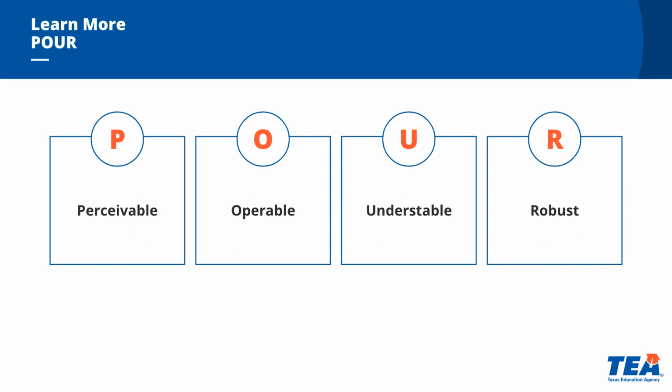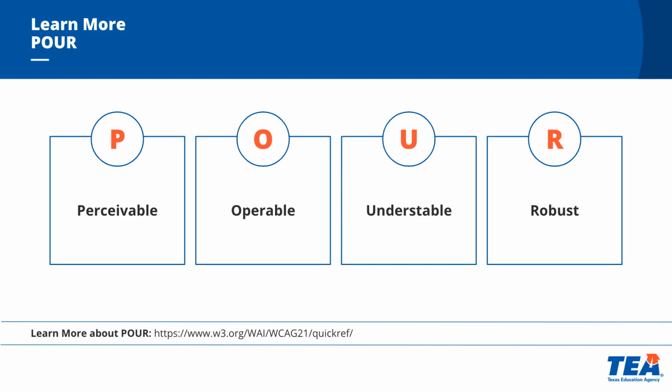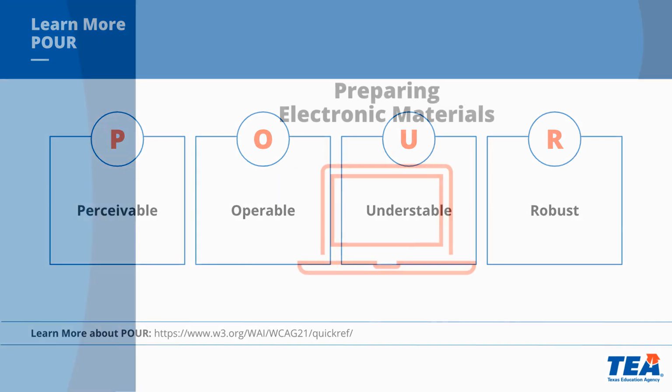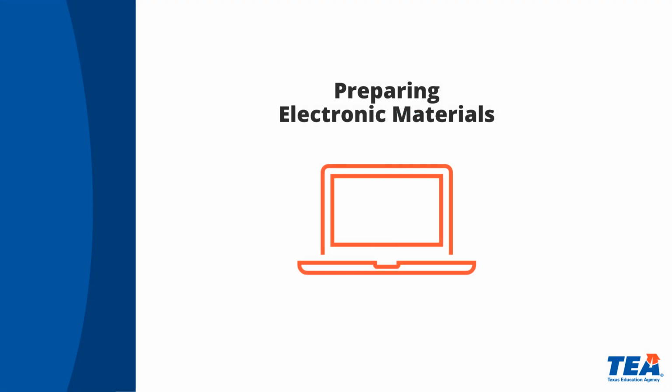POUR and the associated success criteria of WCAG are a great guide to ensure materials and technology are accessible to all. To learn more about the success criteria and guidelines aligned with POUR, go to www.w3.org/WAI/WCAG21/QuickRef/. Now let's dig into the requirements and processes for all state-approved electronic materials.